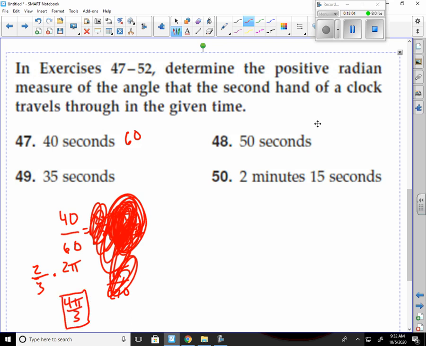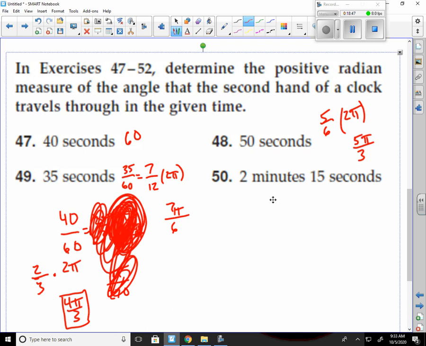Oh, all right. 50 seconds, that's 5 over 6. And then you do that times 2 pi. That gives me 10 over 6, which will reduce to 5 pi over 3. Number 49 is 35 seconds. So that's 35 over 60. That will reduce to 7 over 12 times 2 pi, which gives me 7 pi over 6.